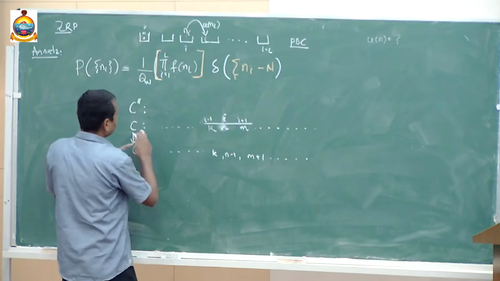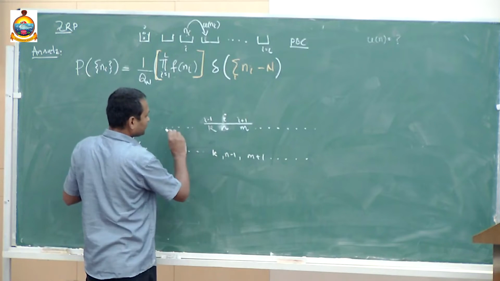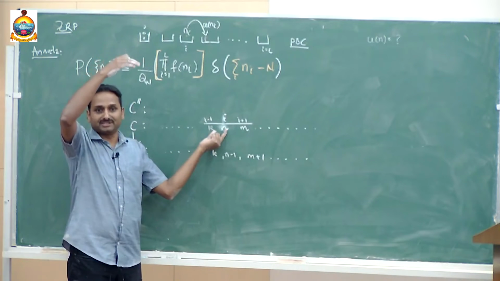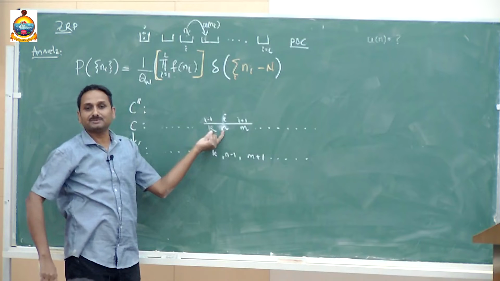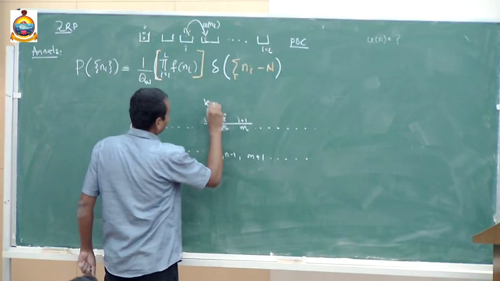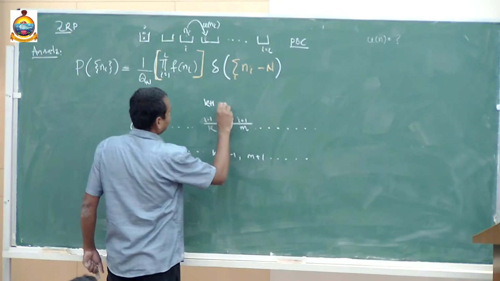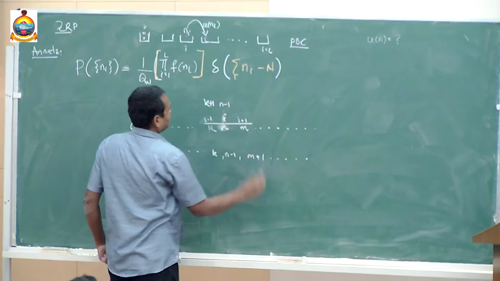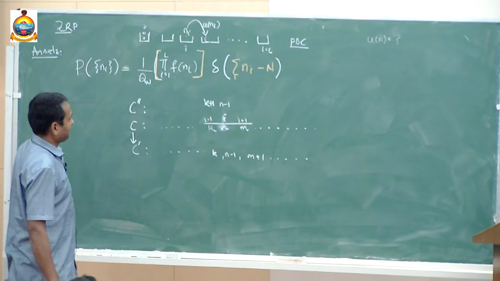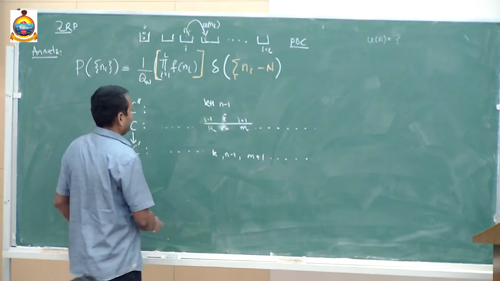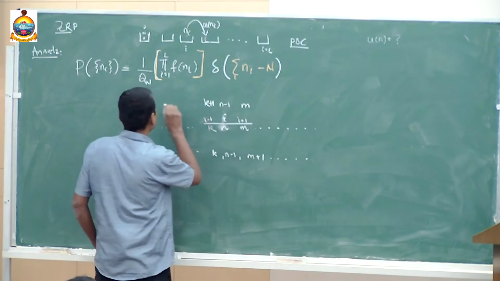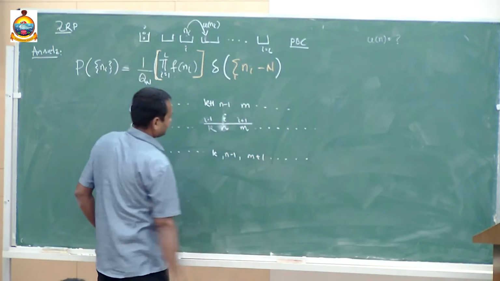So now, how can you construct this configuration? What other configuration can come to this one? Can you think of something? K plus 1, n minus 1. Okay, great. You already can. So K plus 1, n minus 1, and then this is M, and this is the configuration.